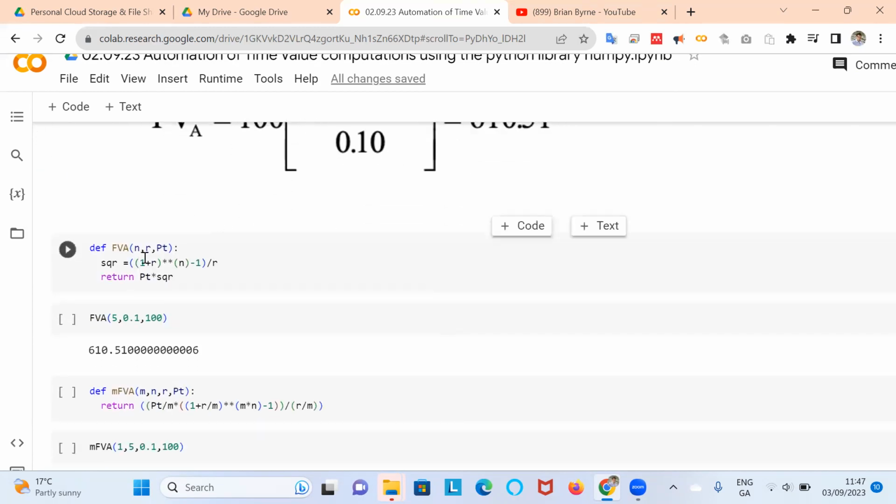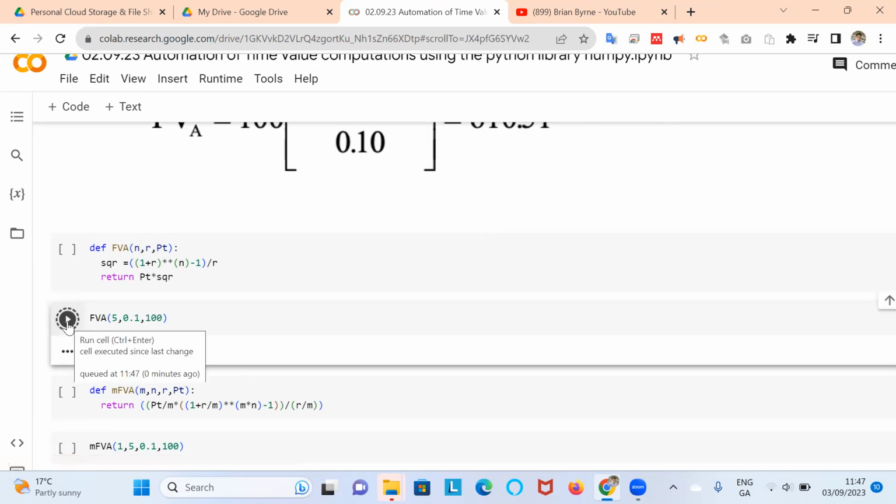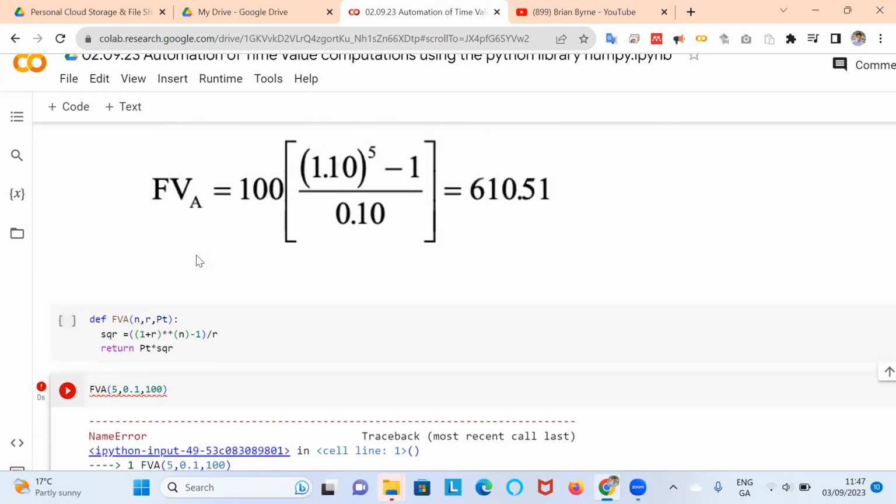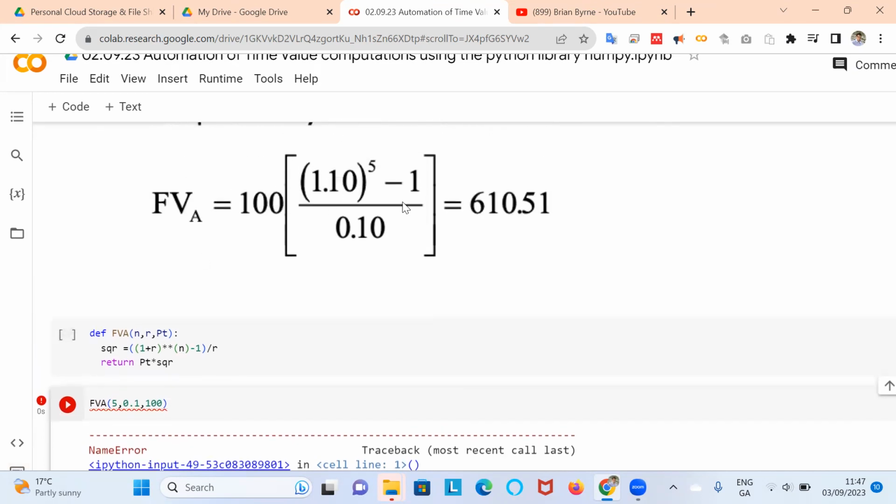Okay, so we can define. Now, again, if I run this function, it doesn't exist. It's not preloaded. We didn't pull it in from our libraries, it doesn't exist in the NumPy library. So if I run that without defining the function, we're going to get nothing back. So if I wanted to automate this process here, I generalize the formula. I say, okay, 1 plus the rate of interest to the power of n minus 1 over 10%.